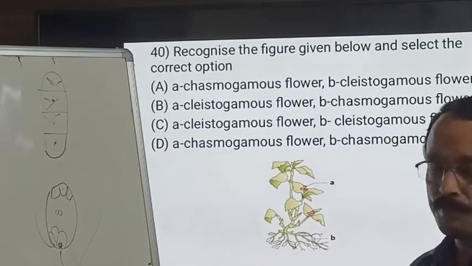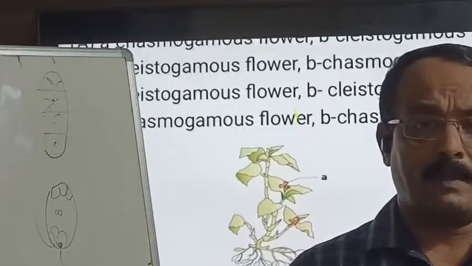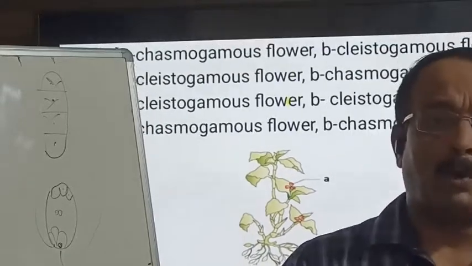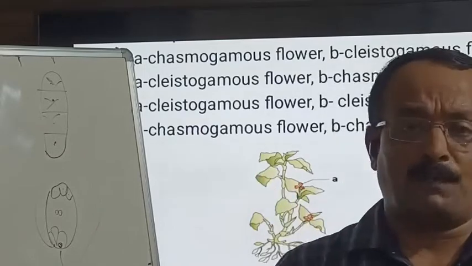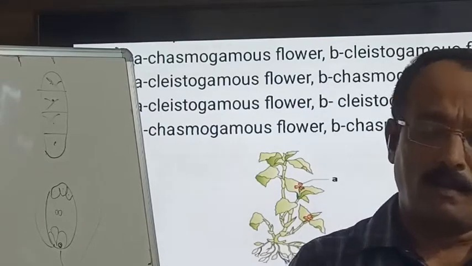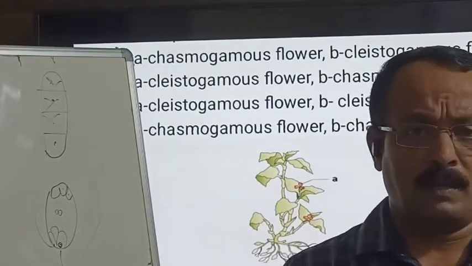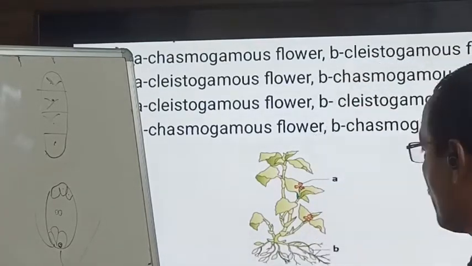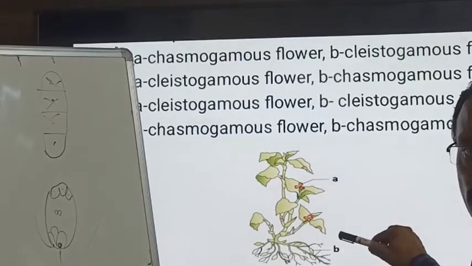See, in plants like Viola, Commelina and Oxalis, a single plant produces 2 types of flowers. One is the chasmogamous flower, which has exposed stamens and stigma like flowers of other plants. The other one is the cleistogamous flower, which never opens until pollination is achieved. So here A is the chasmogamous flower and B is the cleistogamous flower.